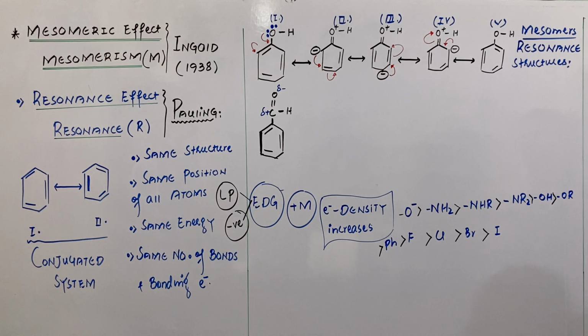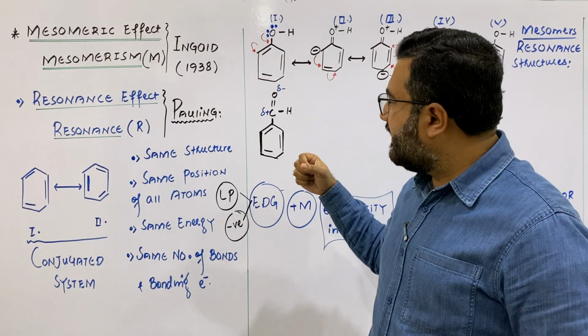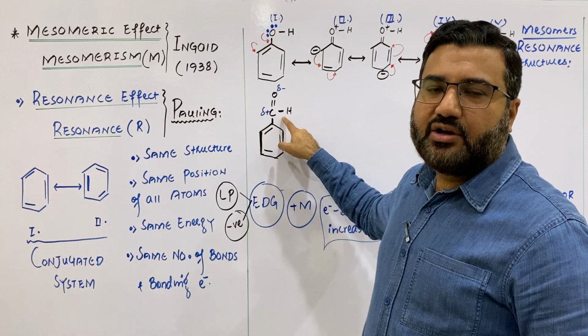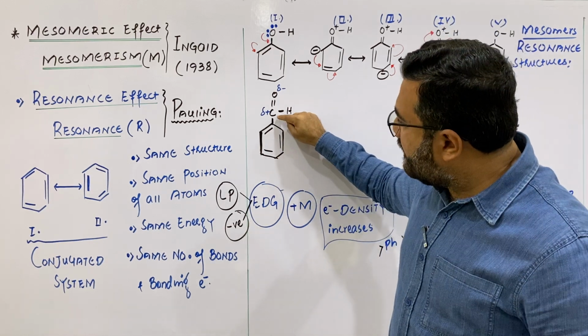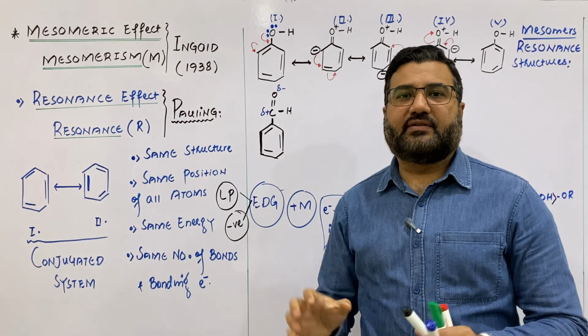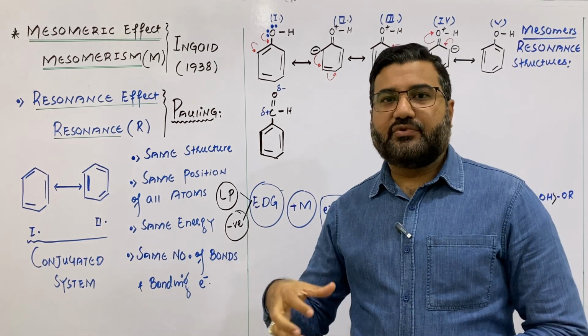So all the electron donating groups are basically positive M groups. Now let us see the second case, in which the aldehyde group is attached to a conjugated system. Now my dear students, the carbon which is attached directly to this conjugated system is electron poor basically.